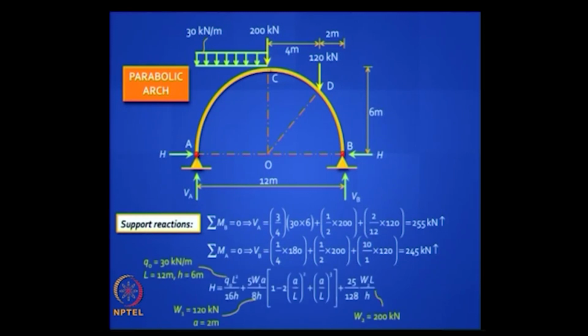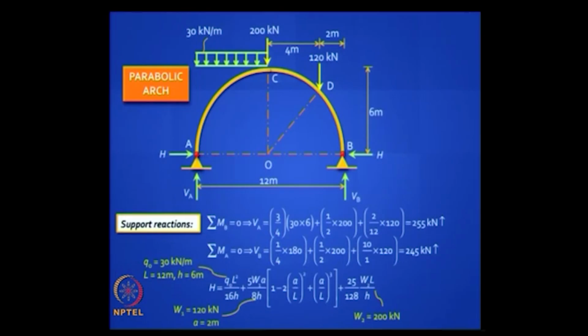Due to the UDL, you remember the formula, q naught L squared by 8H into half, so that is easy to remember. You just have to plug in those values. q naught is 30 kilonewton per meter, L is 12 and H, small h is 6 meters. Then take the eccentric load first. We have derived this.